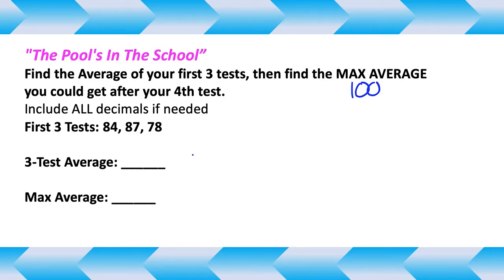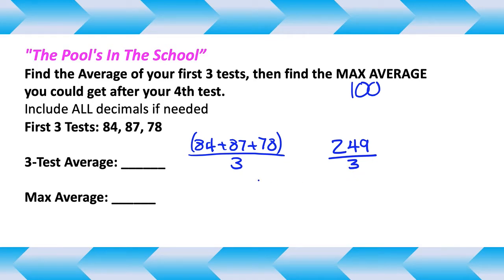So your three test average is going to be 84 plus 87 plus 78, and then all of that divided by 3 because you've taken 3 tests. Now you might want to save the total number because that might come into play here. So if you do 84 plus 87 plus 78, that's going to be 249 points over 3 tests. So 249 divided by 3, your 3 test average is an 83.